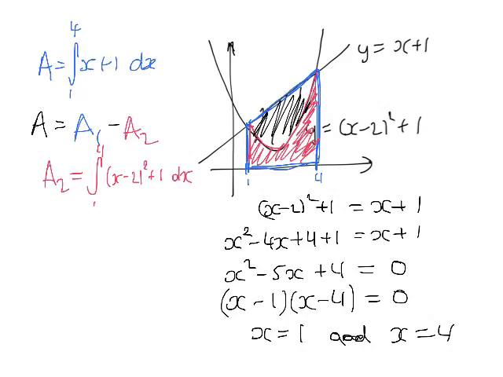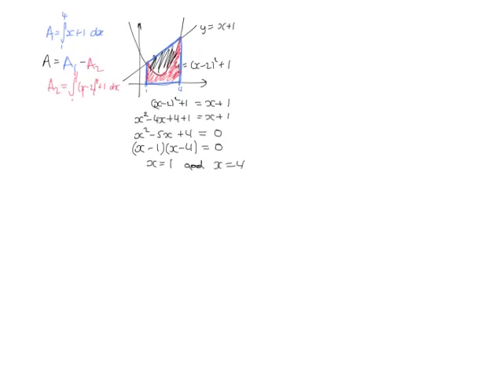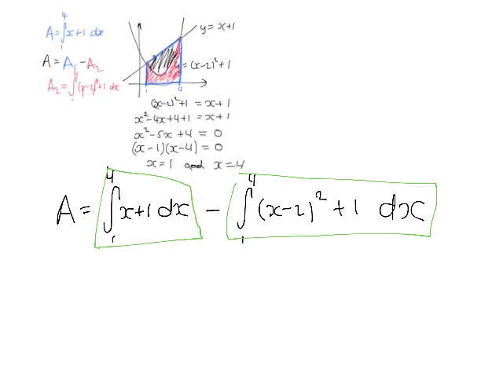So now we can actually come up with an expression for this area. We can say that the black shaded area we want to find is the integral between 1 and 4 of x plus 1 with respect to x, minus the integral between 1 and 4 of (x minus 2) squared plus 1 with respect to x. So now, by evaluating these two definite integrals, we can find the shaded area that we were asked for.